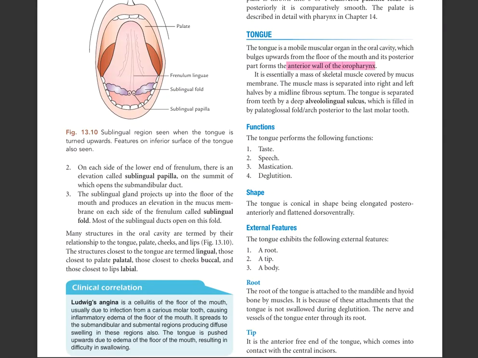Today we'll be covering the topic tongue from gross anatomy. This will be lecture 1 and we'll be able to complete the dorsal surface of tongue, ventral surface of tongue and papilla of the tongue.